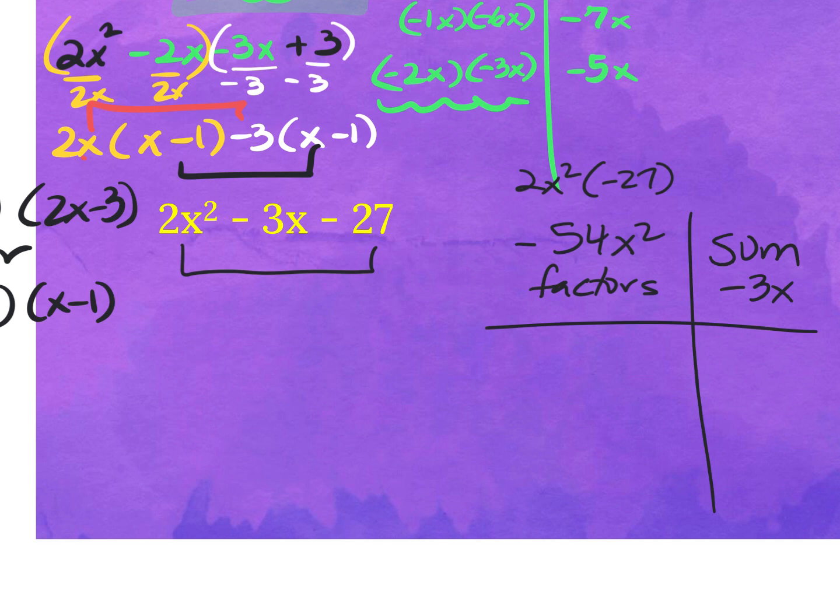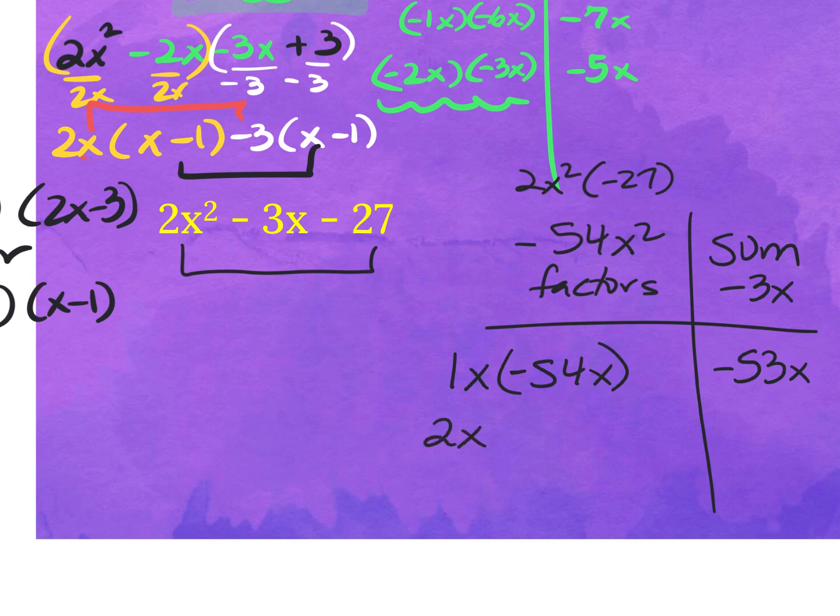So when that last term is negative, that tells me the signs on my factors are opposite, one positive, one negative, and the sign of the bigger factor is the sign of the middle. So let's start. So 1x times 54, but the bigger factor is the negative, so my 54 is the negative. When I multiply those two, I do get the -54x squared. But when I add them, I do not get the 3, I get -53. So I've got to keep trying.